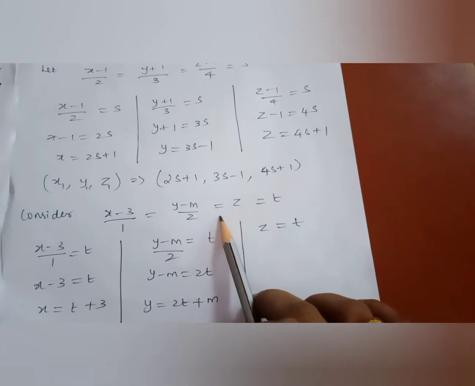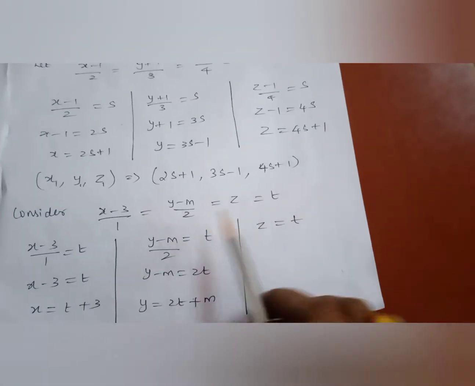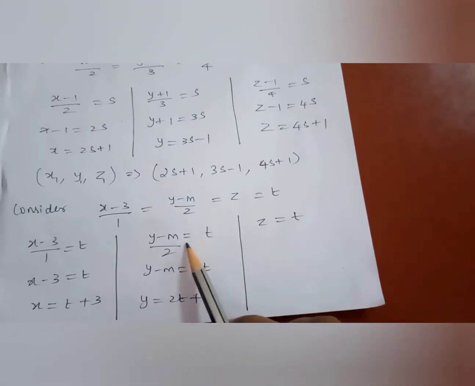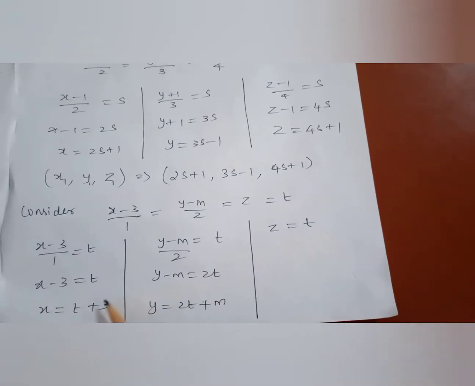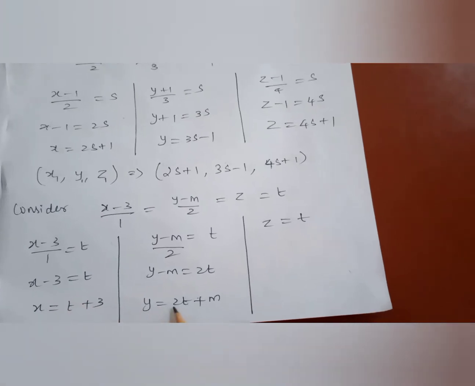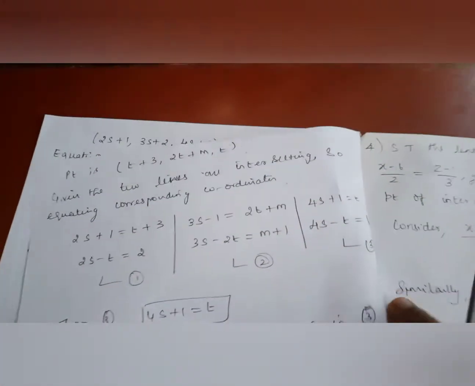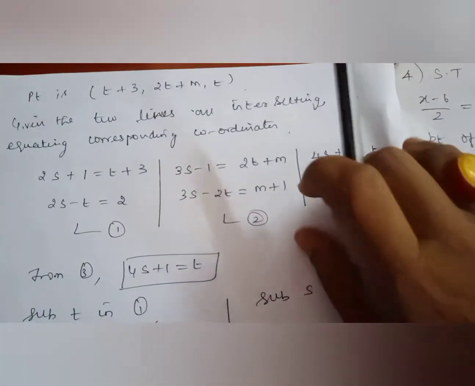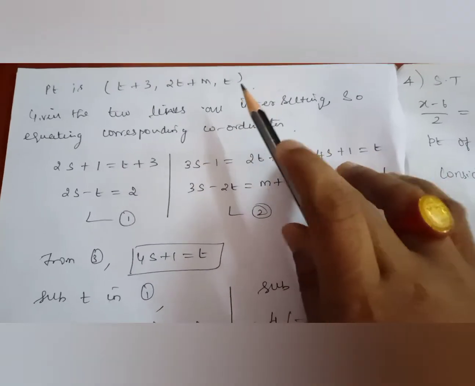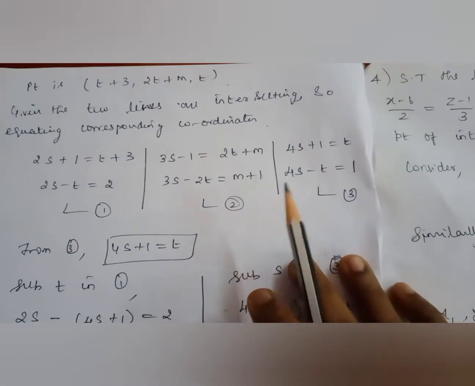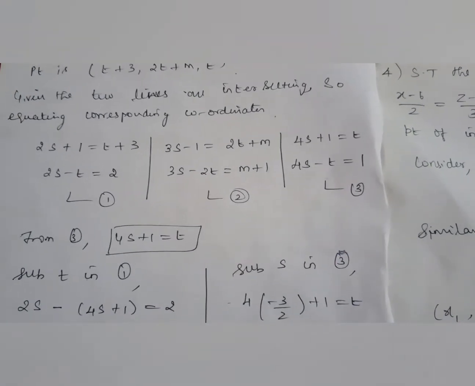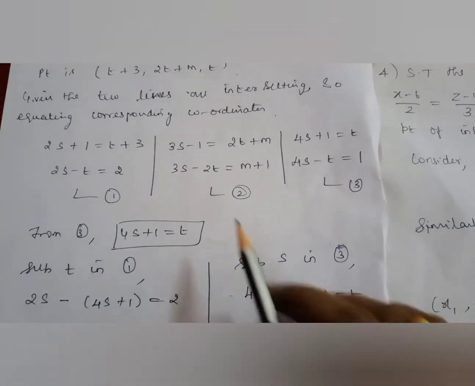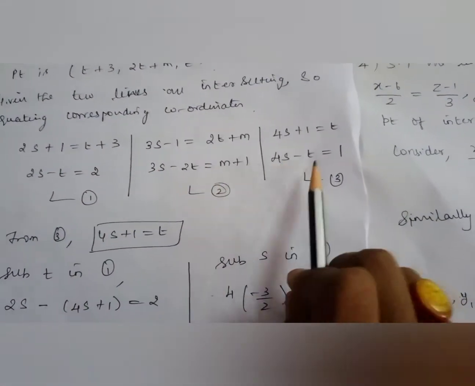Similarly, I will consider the next line, I will equate it to t. So (x minus 3)/1 equal to t, (y minus m)/2 equal to t, and z is equal to t. So I am getting the value of x to be t plus 3, y to be 2t plus m, and z as t as well. Now the point for me is t plus 3, 2t plus m and t. So the two lines are intersecting, right? Means they will have a common point together. So the common point can be equated. I am going to equate each x coordinate, y coordinate and z coordinate.